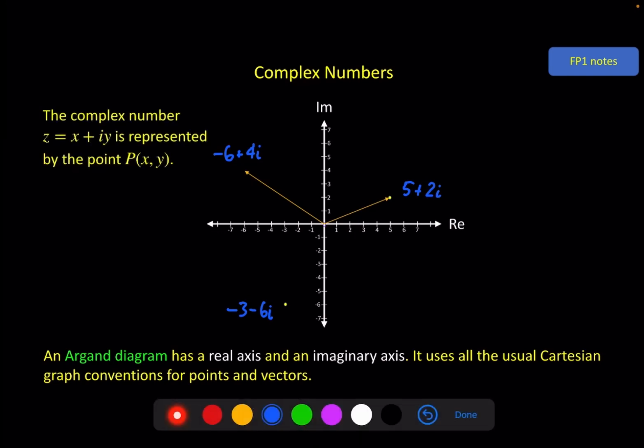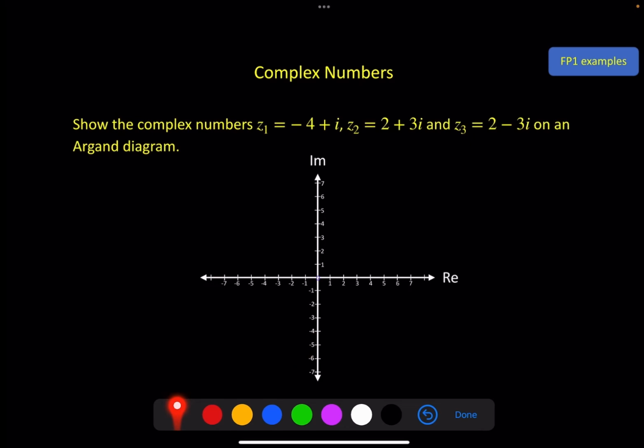I hope this is fairly obvious. If we're using it like a graph, then the point P, X, Y, the coordinates, are representing the real part and the imaginary part here of the complex number Z. I'll do the opposite here. Complex numbers are given, now I'm going to plot them. So Z1 is minus 4 plus i, so I will put that as a point here. Then we have 2 plus 3i, put that as a point here. And Z3, 2 minus 3i, down here.